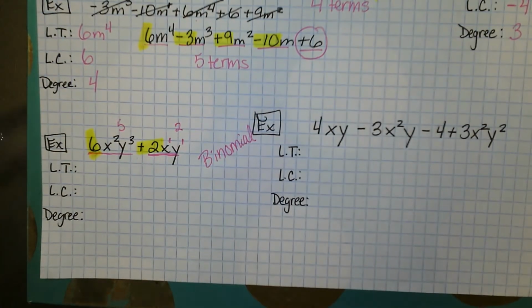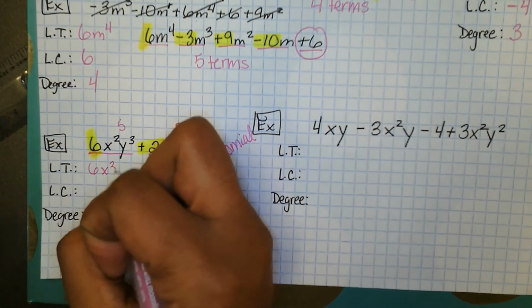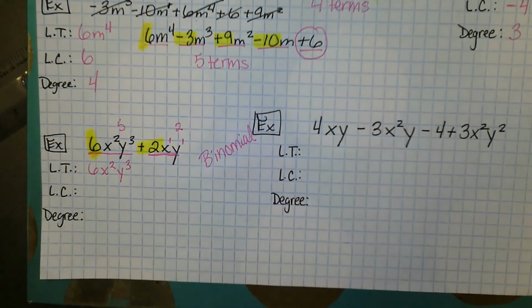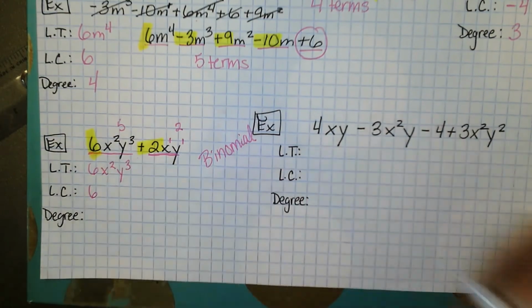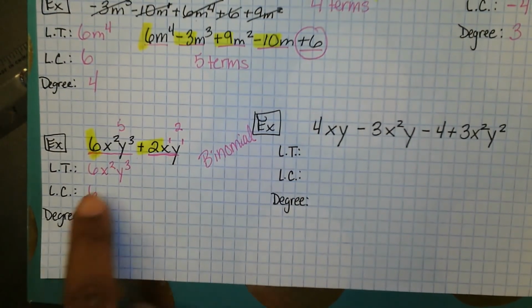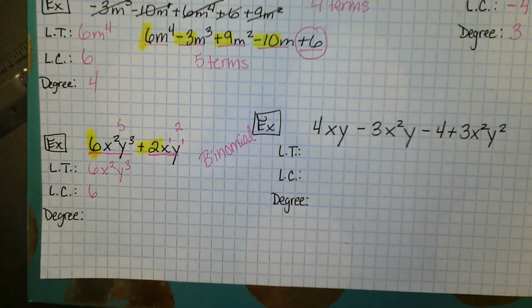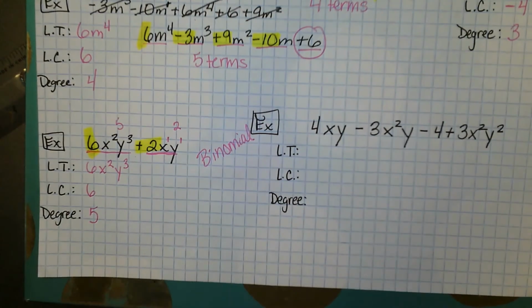And then let's also highlight our coefficients, just because that's what we've been doing. So our leading term is 6x squared y cubed. That's it, you just copy it down. The leading coefficient of the leading term is 6. And for the degree, remember, if it has more than one variable, we need to add their exponents. So 2 plus 3 gave us 5. So the degree of this polynomial is degree 5.